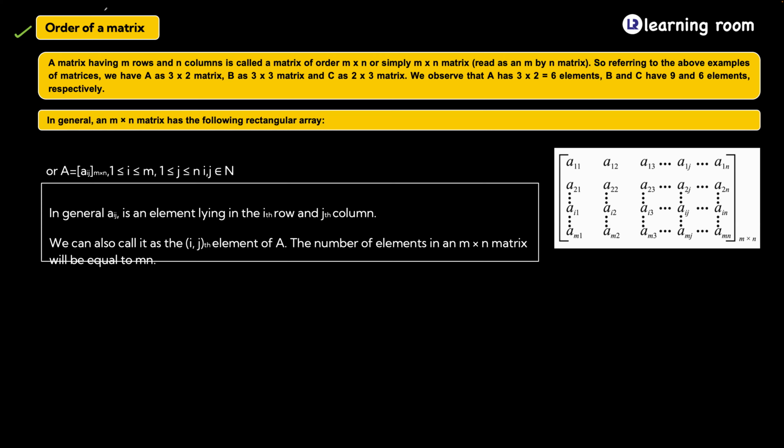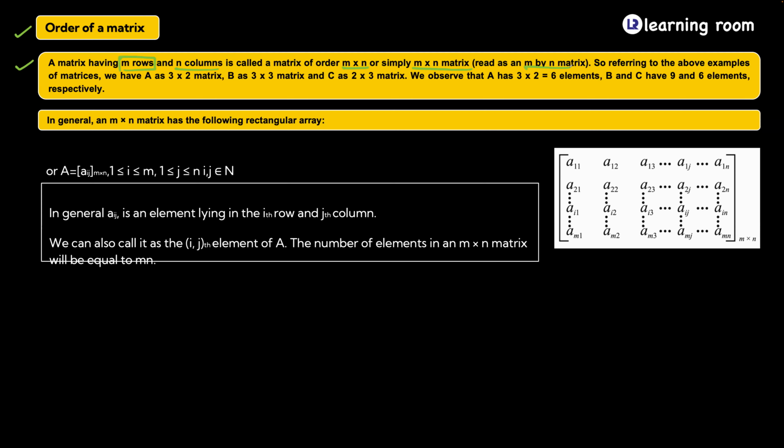If I take a matrix which has m rows and n columns, then it is said to be a matrix of order m cross n. You write it as m cross n, like a multiplication mark. Or simply you can say it is an m cross n matrix. But how do you read it? It is read as m by n matrix. You can say m by n or m cross n. It's accepted.